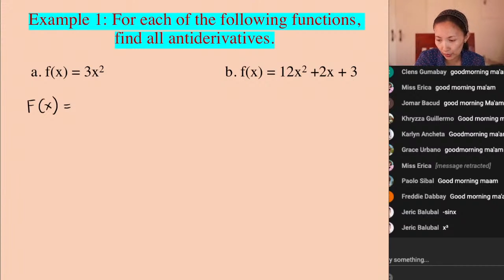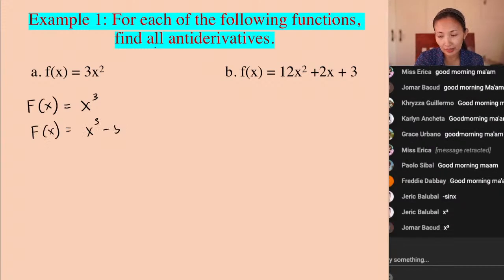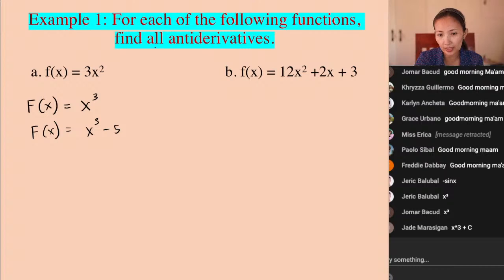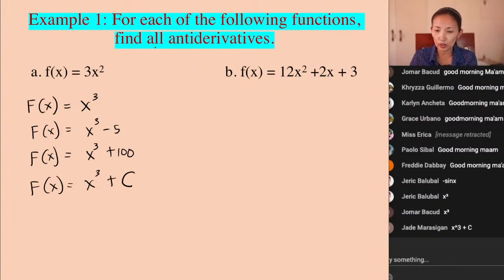Jeric said x cubed. Okay, x cubed. Anything else? Can it be x cubed minus 5? Yes, because if you apply the power rule, you get 3x squared, and the derivative of the constant negative 5 is 0. Anything else? Can it be x cubed plus 100? So in general, F(x) is equal to x cubed plus c, the arbitrary constant c.